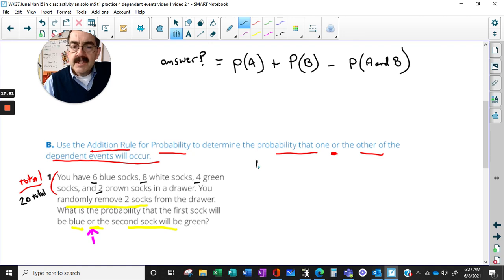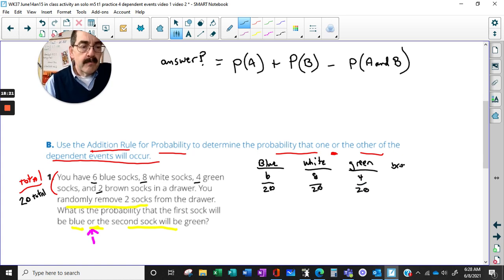Now, we have 6. Let's change that. Let's go blue. Remember, partial credit. Blue: 6 of the 20. White: 8 of the 20. Green: 4 of the 20. Brown: 2 of the 20. Okay?